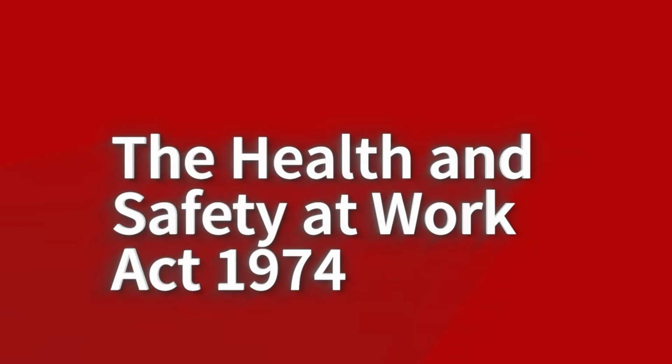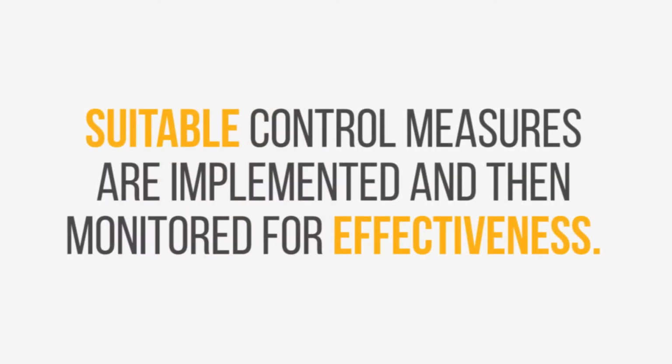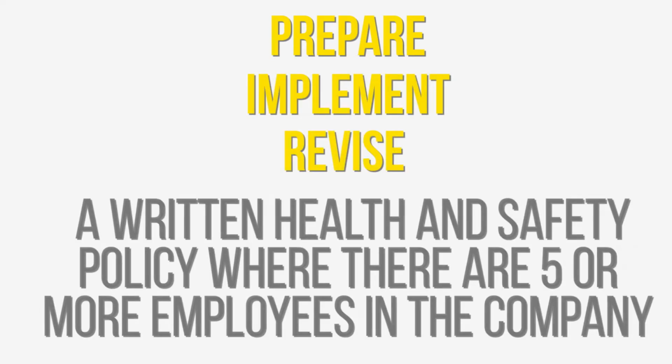The main legislation relating to the general health and safety of workers is the Health and Safety at Work Act of 1974. The emphasis of the Act is on assessing the risk to workers' health and safety and ensuring that suitable control measures are implemented and then monitored for effectiveness. Under the Act, all employers are required to prepare, implement and revise a written health and safety policy where there are 5 or more employees in the company. If there are fewer than 5 employees, then a policy is still needed, but does not need to be recorded.